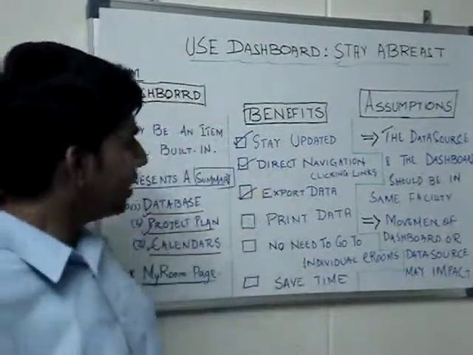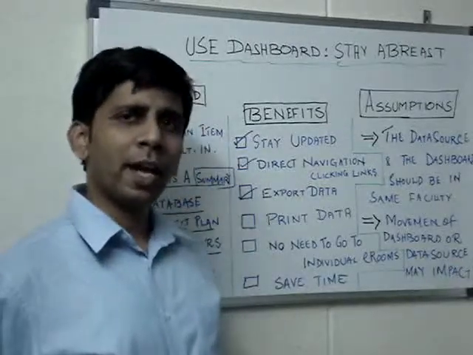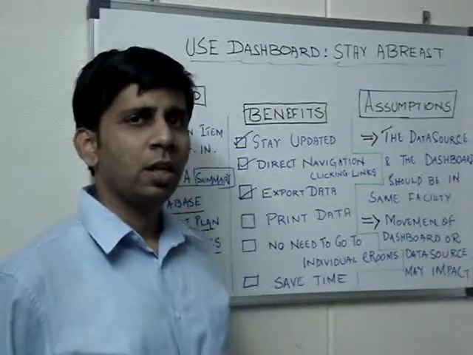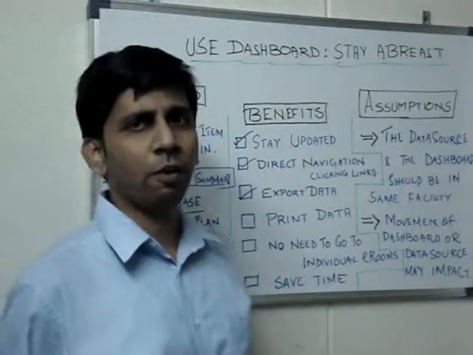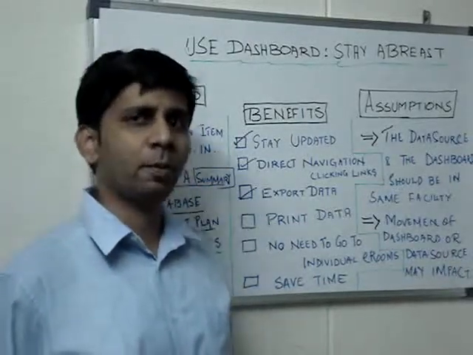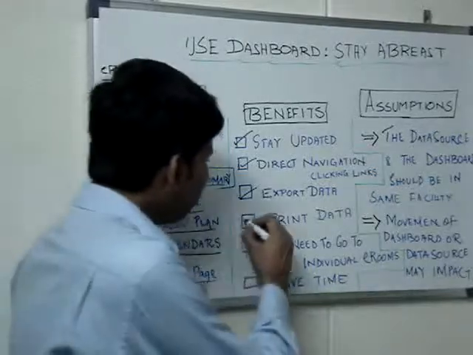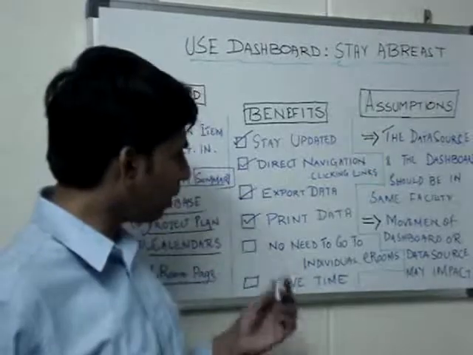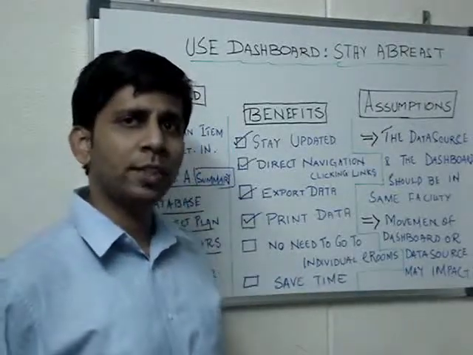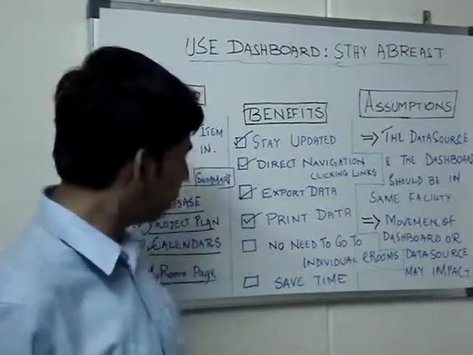When the dashboard is of item type, you can export the dashboard into a CSV format and use it for looking at the data at a later point of time. You can print the data that is present in the dashboard. This also comes with your dashboard, which is item type dashboard.